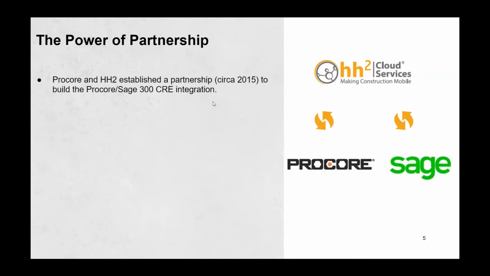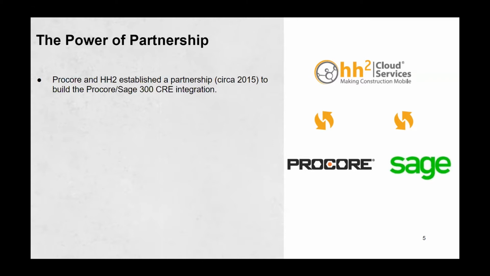So partnerships are what make this integration possible. In 2015, Procore partnered with hh2, who many of you may already know as they've been a development partner with Sage for many years, to build the initial feature set for our Sage 300 CRE integration. Initially, we were focused on cost management, so the ability to import and export budgets and commitment data, and display of actual costs entered in Sage and Procore in nearly real time.